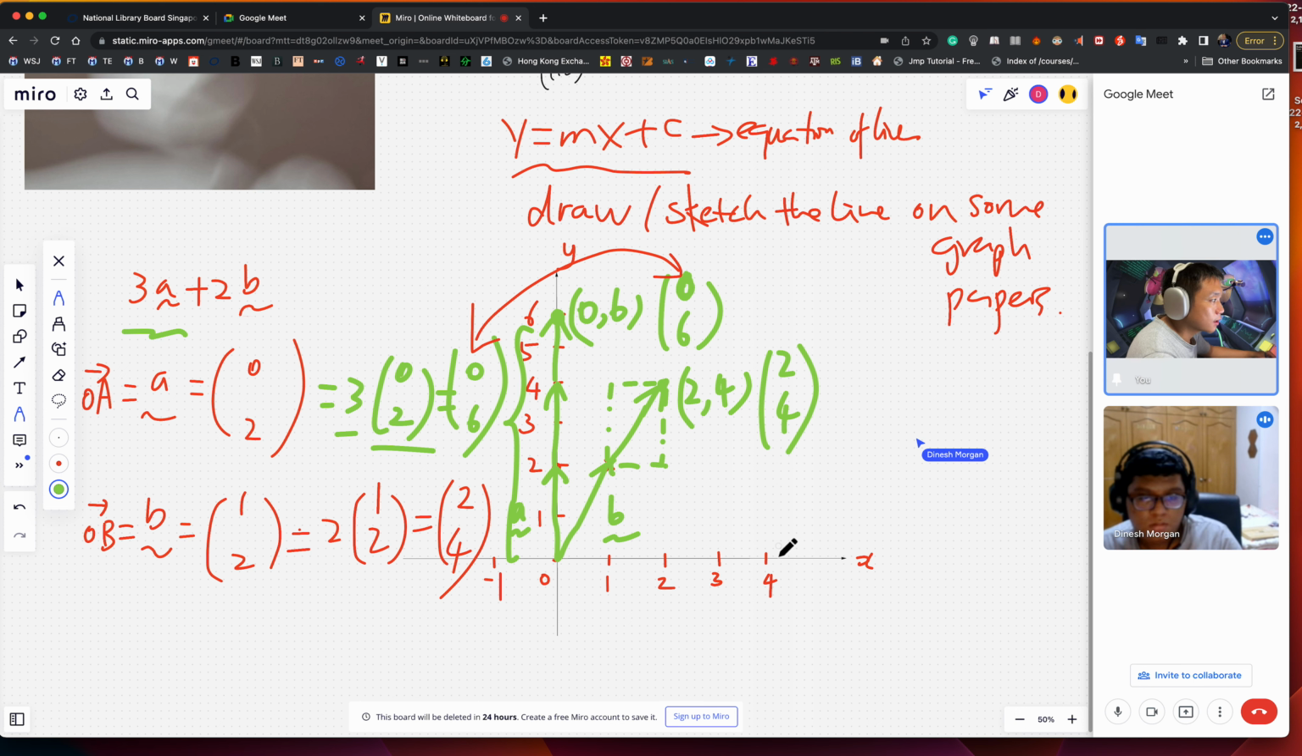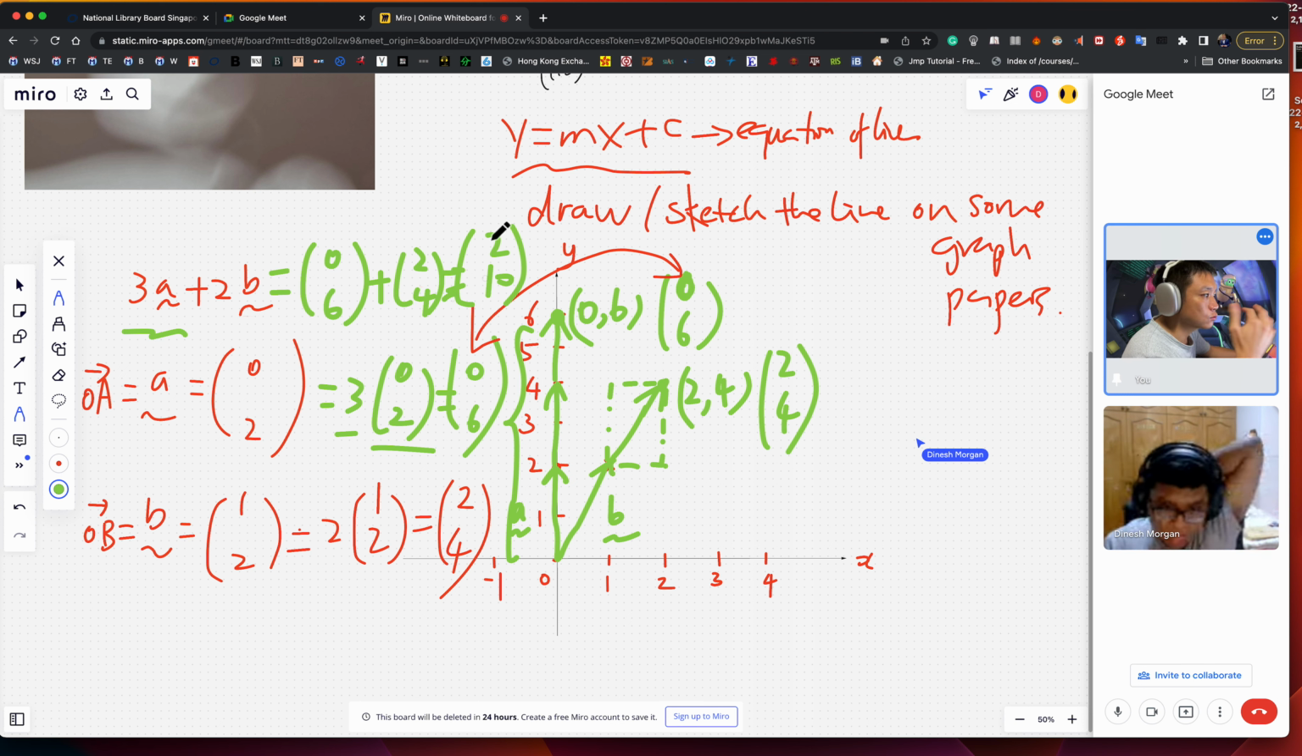Okay. And then now, if you look at it, if you do it mathematically, addition of vectors, you have 0, 6, and then plus 2, 4. You will end up with what? 2 and 10, right? Yeah. Okay, so 2 and 10.